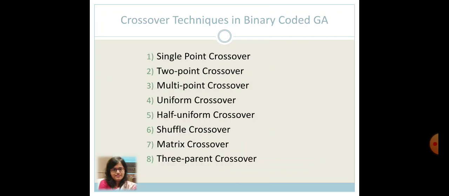For the binary coded GA, what are binary coded GA? That has been discussed in the encoding techniques of GA. Just to recapitulate, binary means the chromosome will be encoded by only 0 and 1. And in this lecture series we are going to talk about only the crossover techniques that are possible in binary coded GA. There are mainly 8 different crossover techniques, namely single point, 2-point, multi-point, uniform, half uniform, shuffle, matrix and 3-parent crossover.